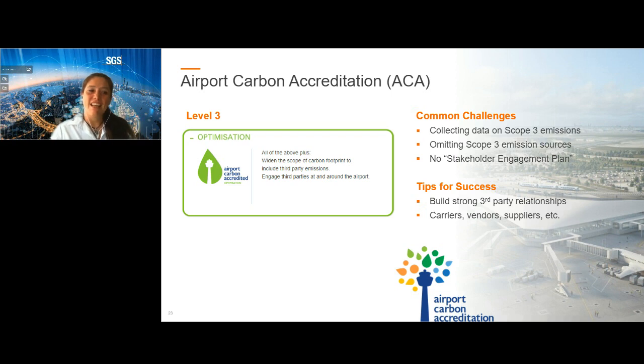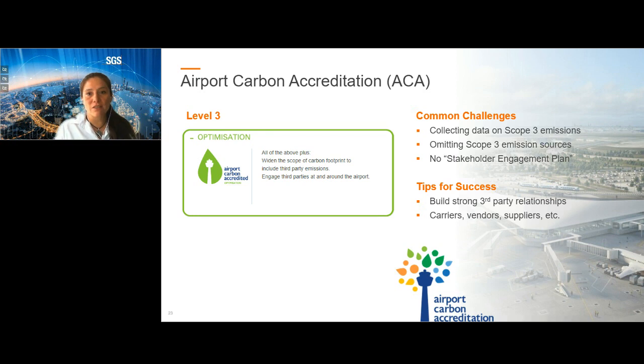Yeah. Okay. So for level 3, similar to level 1 and 2, you calculate your footprint and have the carbon reduction plan, but in level 3, you also need to calculate your scope 3 emissions.